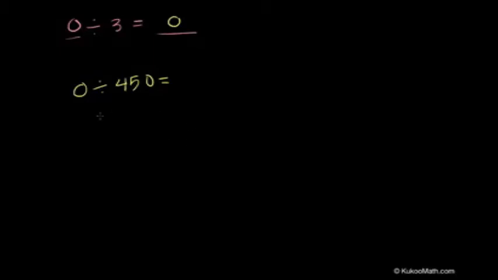If you start out with nothing, you can't put nothing into groups of any number, any amount. I can't put nothing into groups of 3, and I can't put nothing into groups of 450. So the answer to these kinds of division problems that start with a 0 is always going to be 0.